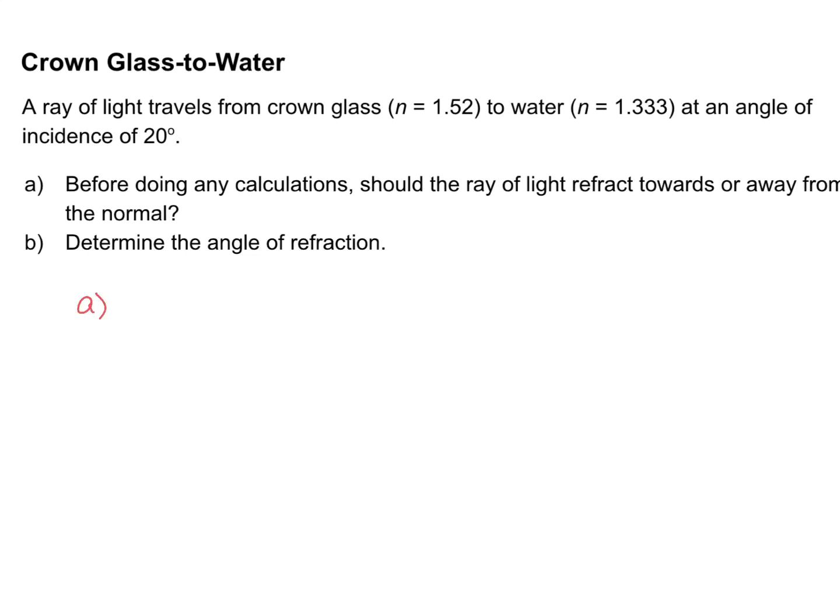So for part A, we can use the index of refraction to know which medium is slower and which medium is faster. So crown glass has a higher index, so it's slower compared to water.